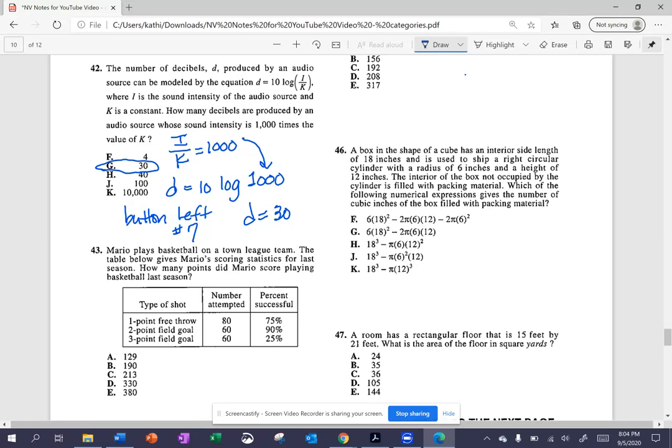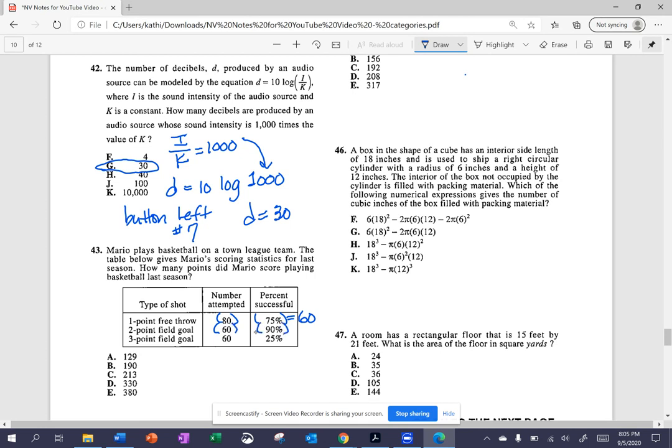Okay, 43. Mario plays basketball on a town league team. The table below gives Mario's scoring statistics for last season. How many points did Mario score playing basketball last season? So here he attempted 80 shots and he made it 75% of the time. So when I multiply these out, you got 60 points here.